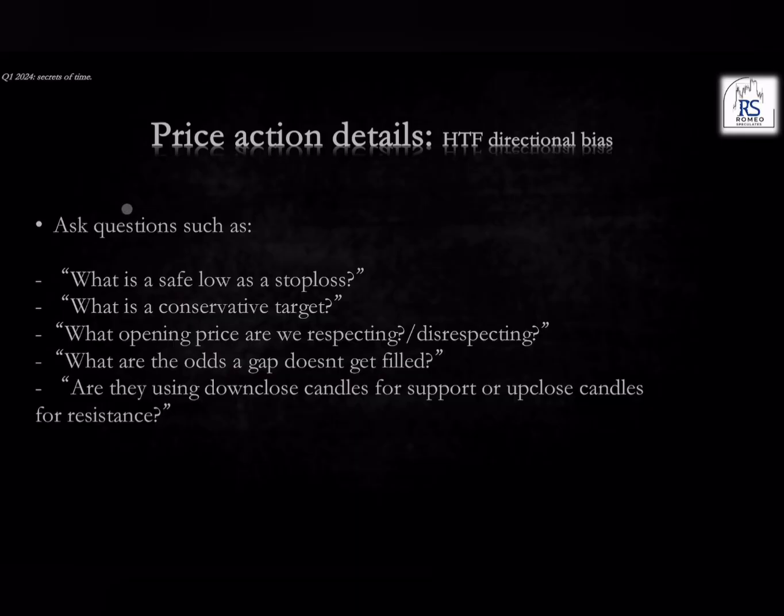When you ask these questions to yourself, then ask yourself also why. What did it say for low as stop loss? The low that rebalanced in FVG. Why? What is a conservative target? Those equal highs. Why? Because they overlap with a higher time frame FVG, and a higher time frame FVG, which has equal highs on the low time frame, is a high quality target. That's an example.